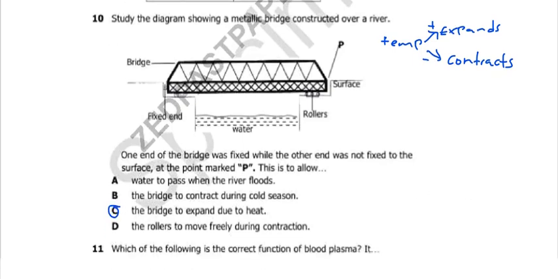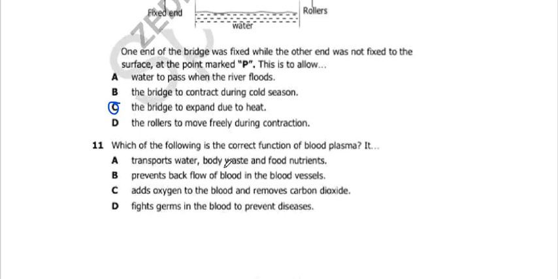We can move on to question number 11. Which of the following is a correct function of blood plasma? A, it transports water, body waste, and food nutrients. B, prevents backflow of blood in the blood vessels. C, adds oxygen to the blood and removes carbon dioxide. And D, fights germs in the blood to prevent diseases.